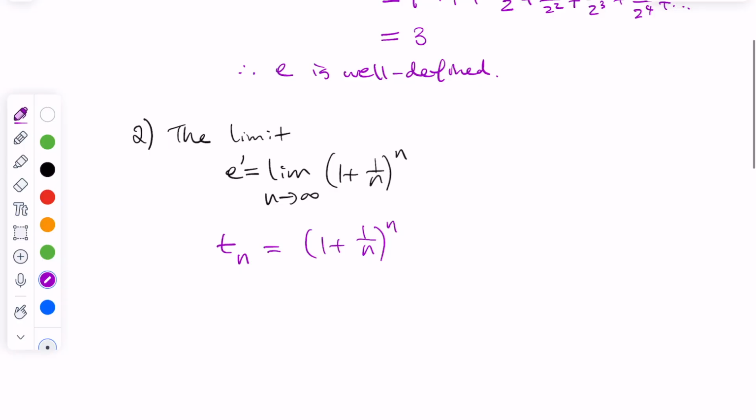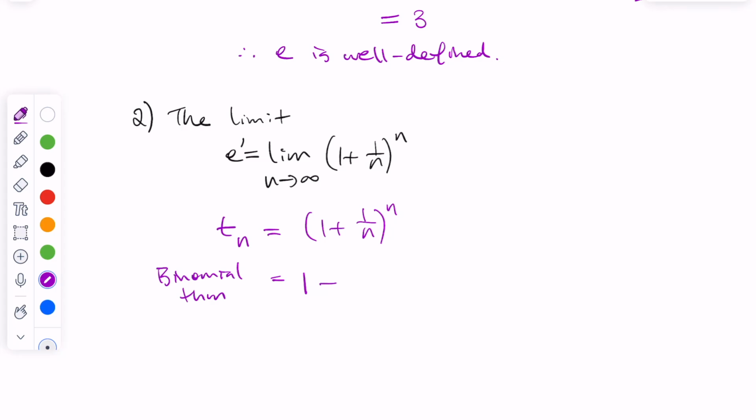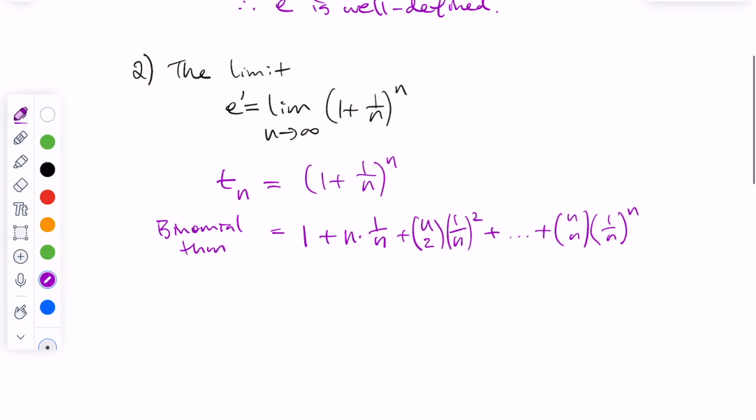So for this, here is an algebraic trick, or an algebraic rewriting of this expression. We're going to write Tn as the following. We're going to expand it out using the binomial theorem. So by the binomial theorem, we have 1 plus n times 1 over n plus n choose 2 times 1 over n squared, all the way up to n choose n times 1 over n to the power n. So that's equal to Tn.